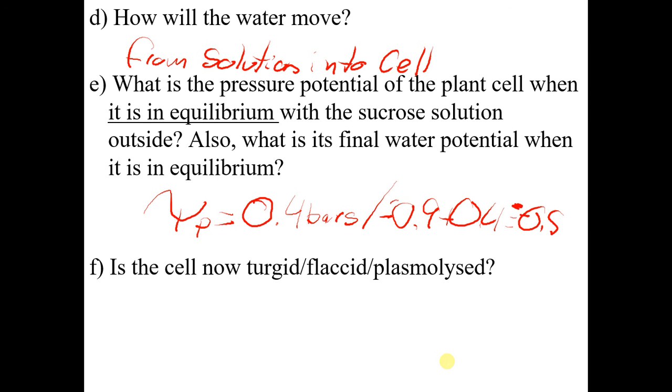Is the cell now turgid or flaccid? Well, if water was going into the cell and increasing the pressure, it's now going to be turgid. It's now going to be stiff because it's full of water.